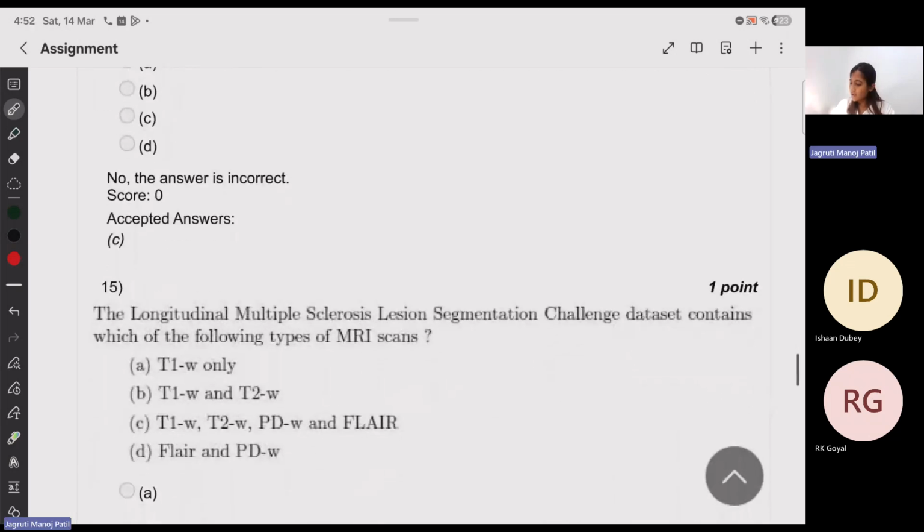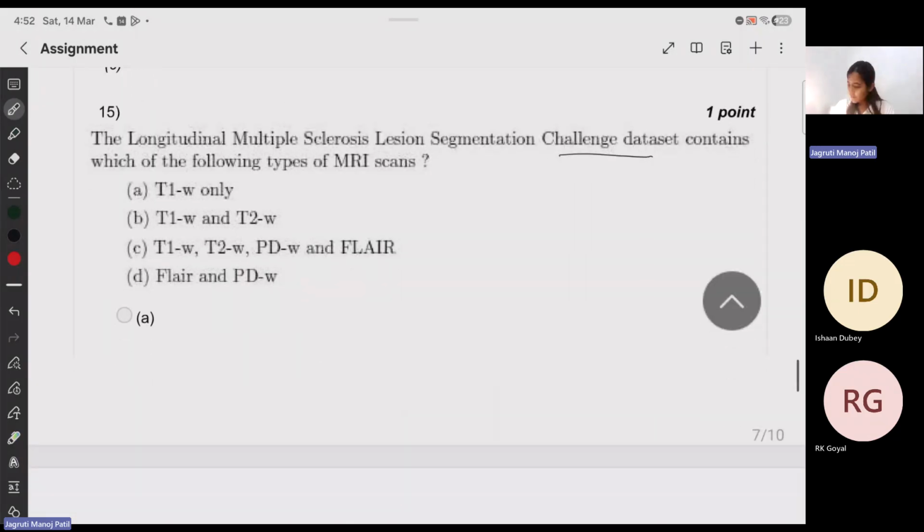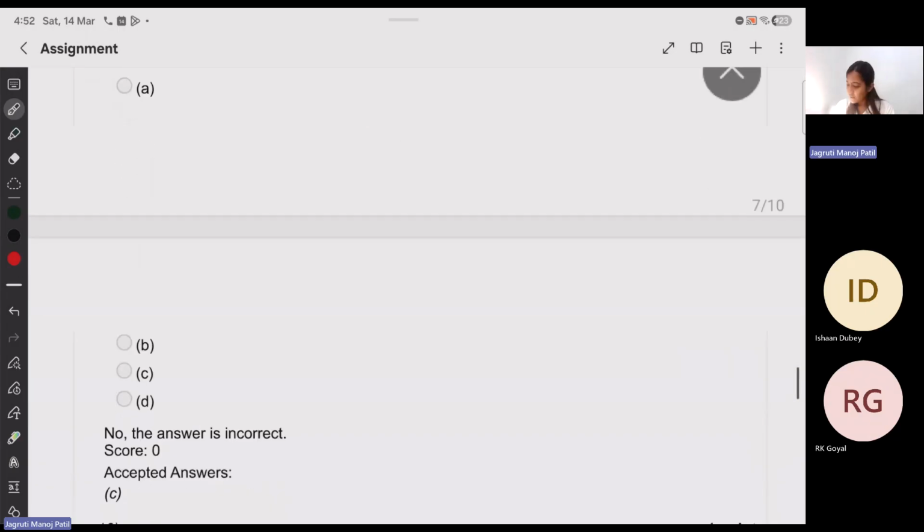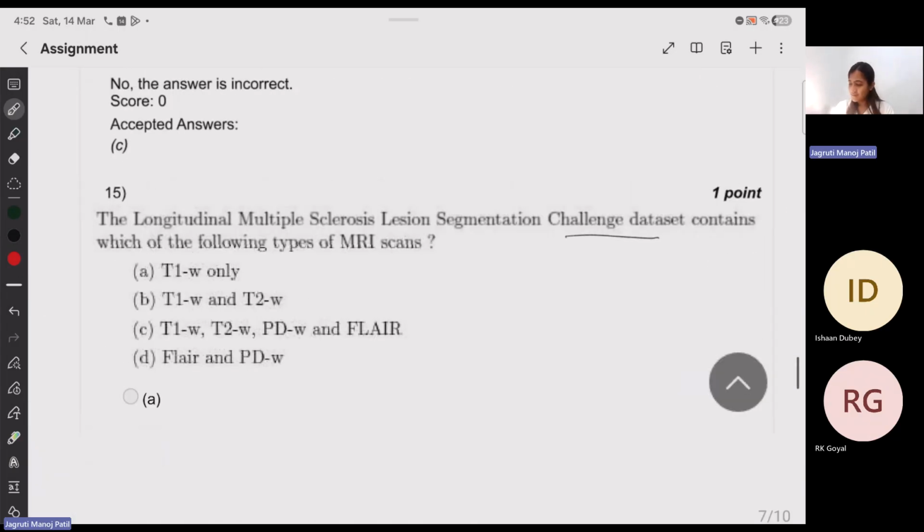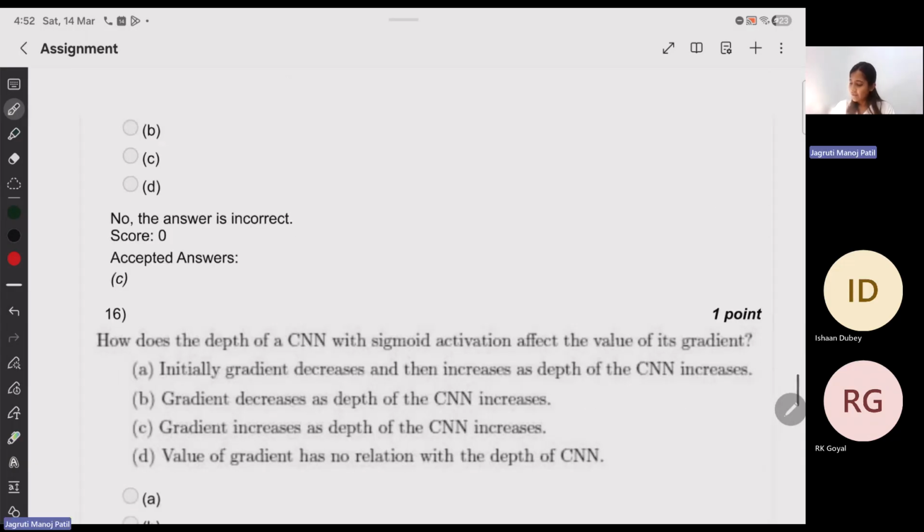Then there's the longitudinal multiple sclerosis lesion segmentation challenge. There would be no questions about which dataset includes what, but here they're asking which type of MR scans it would have. It will have, I guess, all datasets probably. Yeah, it has datasets about everything: T1, T2, proton density, FLAIR, everything. You can go check it out.